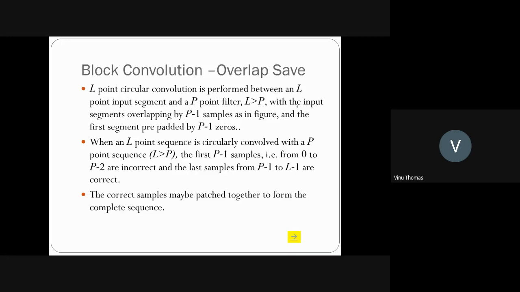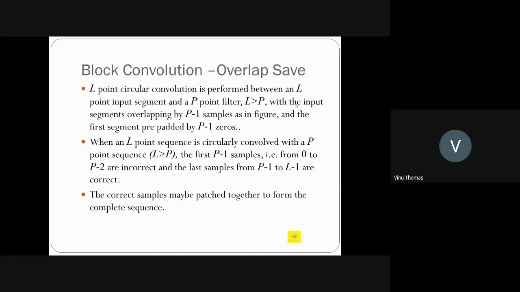So you can also tell me, Lakshmi, why the first segment is pre-padded by P minus n zeros. Sir, because the first P minus 1 samples that overlap are incorrect. Correct. So therefore they have to be discarded. So we can fill it with some dummy data, and that dummy data can be all zeros.